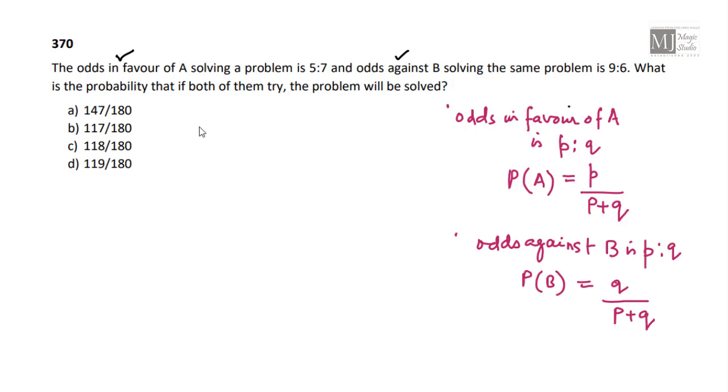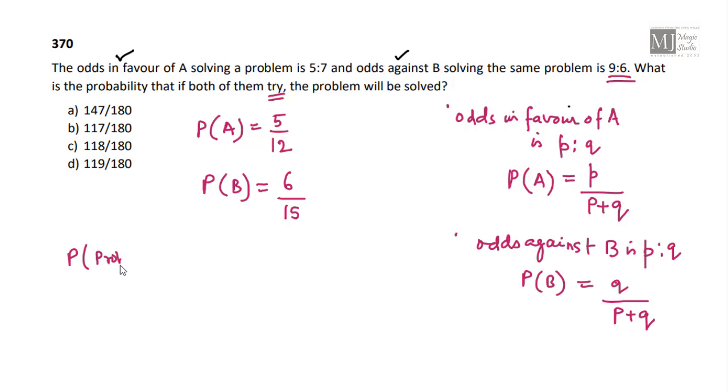The odds in favor of A solving a problem is 5:7. That means probability that A would be able to solve this problem is 5 upon 5 plus 7, that is 12, 5 by 12. And odds against B solving the problem is 9:6. That means probability that B would be able to solve this question is 6 by 9 plus 6 is 15. What is the probability that if both of them try, the problem will be solved?